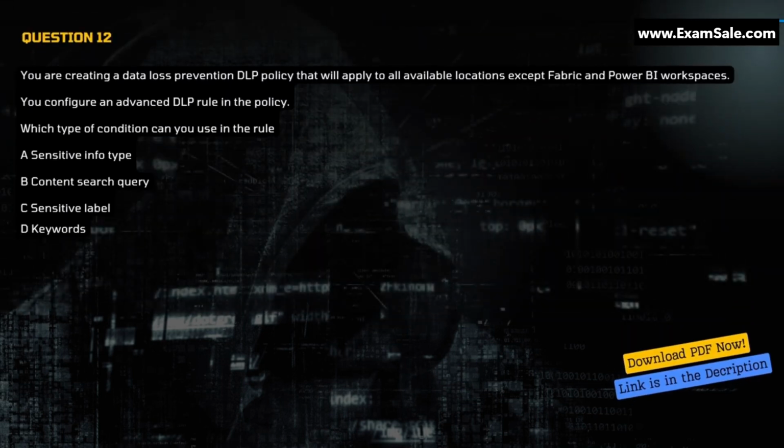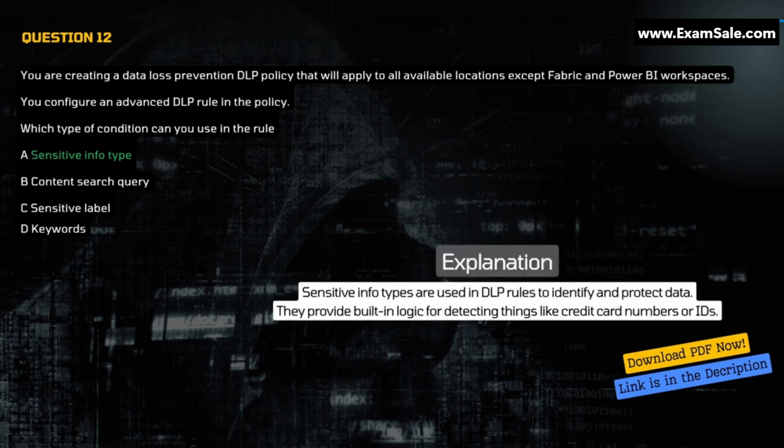Question 12. You are creating a data loss prevention DLP policy that will apply to all available locations except Fabric and Power BI workspaces. You configure an advanced DLP rule in the policy. Which type of condition can you use in the rule? A. Sensitive info type. B. Content search query. C. Sensitivity label. D. Keywords. Correct answer is A. Explanation. Sensitive info types are used in DLP rules to identify and protect data. They provide built-in logic for detecting things like credit card numbers or IDs.